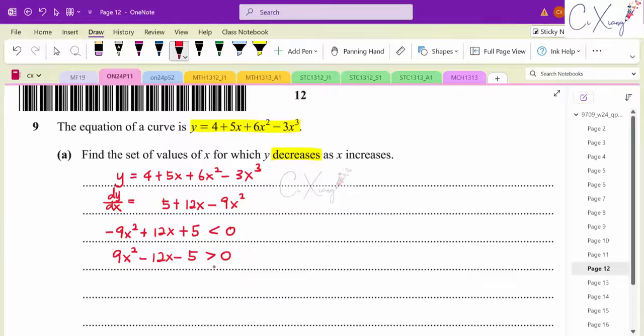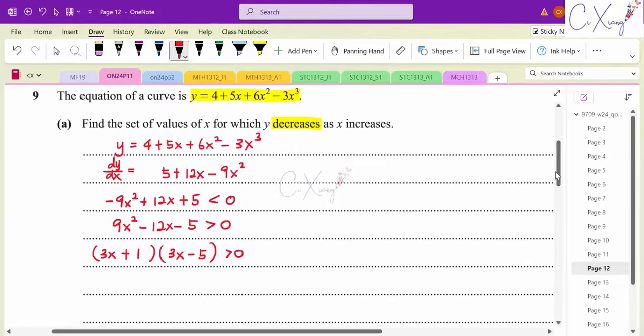After that, I want to factorize them before I can decide the set of values of x. When I try to factorize, I should have 3x and 3x, then 1 and 5, so that I have negative 15 plus 3, which equals negative 12x. After I factorize, you need to know that there are two critical values here. The first critical value will be negative 1 over 3.